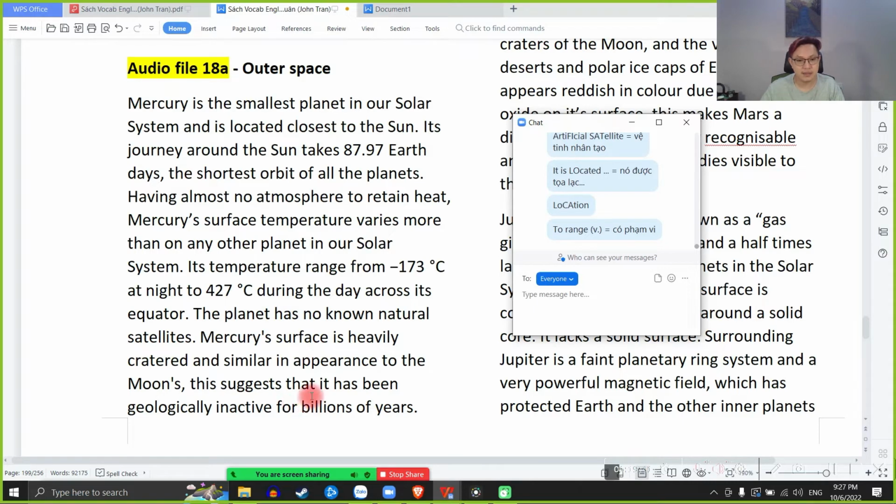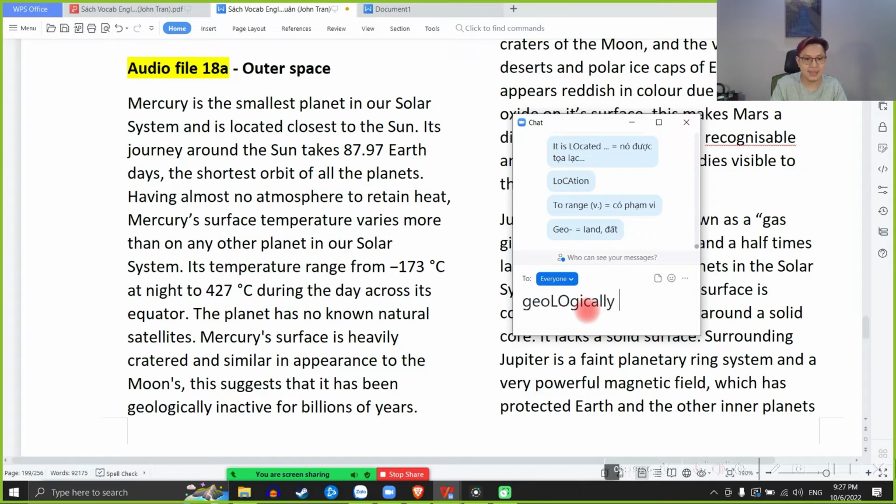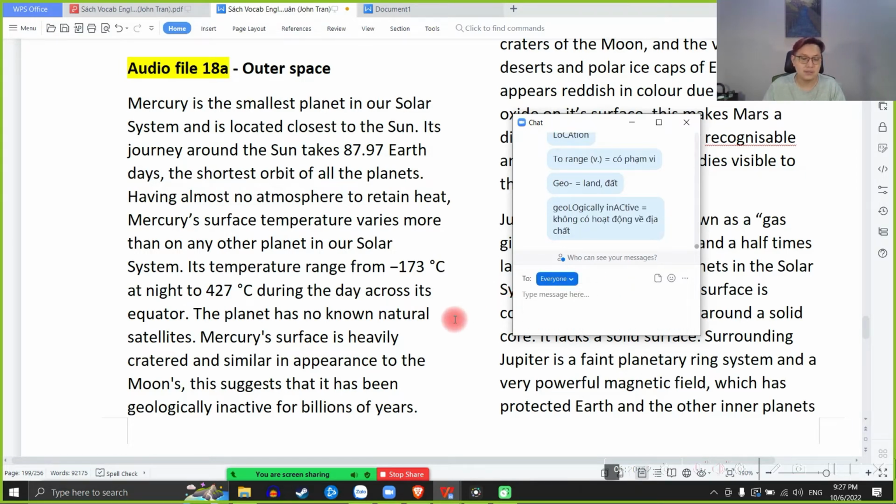Điều này chỉ ra rằng nó đã là geologically inactive. So the word geo means land, đất đá, geo. Logi là học, nghiên cứu, logi means to study. Geologically inactive là nó không có hoạt động về địa chất, không có hoạt động về địa chất trong hàng tỷ năm luôn rồi.